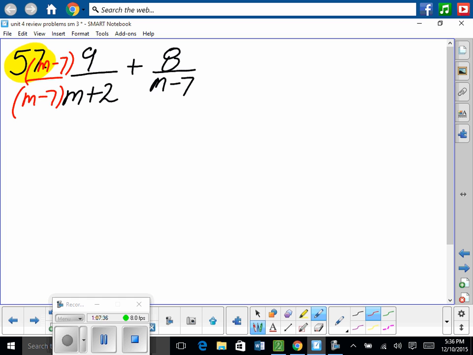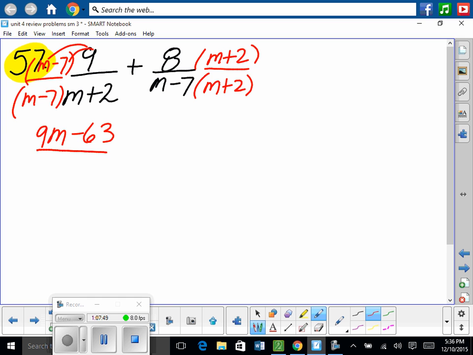So I'm going to multiply by m minus 7 over n minus 7. I'm going to multiply by n plus 2 over n plus 2. Distributing it through correctly, 9 times m is 9m. 9 times negative 7 is negative 63. And that's all over n minus 7 times n plus 2.